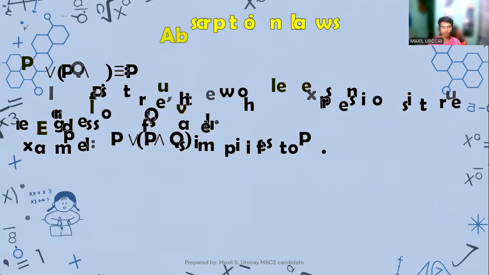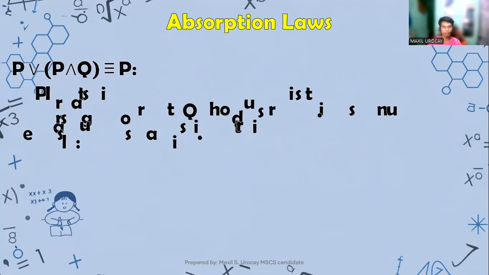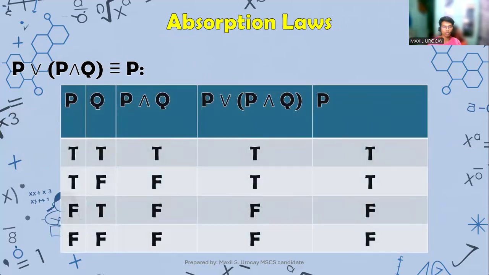So let's try to prove that they are equivalent. If P is true, the whole expression is true regardless of Q's value. For example, P or (P and Q) simplifies to P. We can see that later on. Say, for example, it is raining and it is sunny. So for this one, it is raining or it is both raining and sunny, and it can be simplified to it is raining. So let's try to work with that.